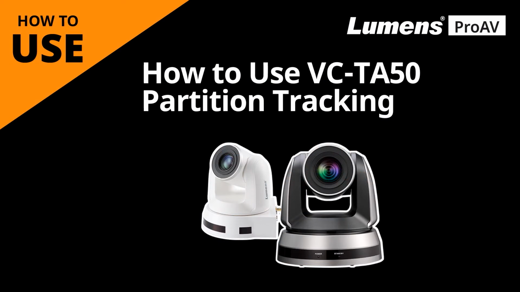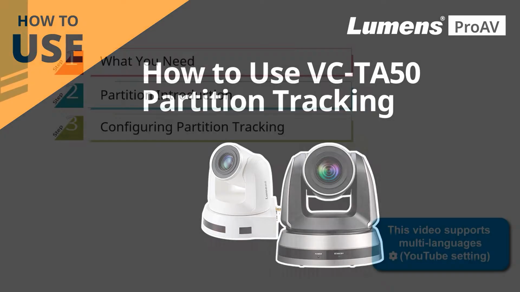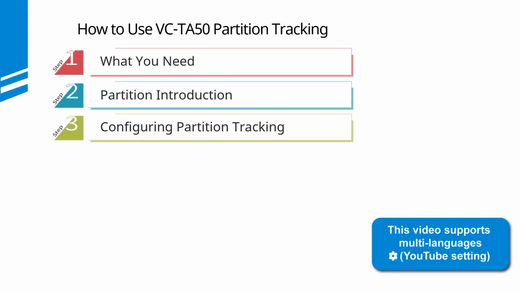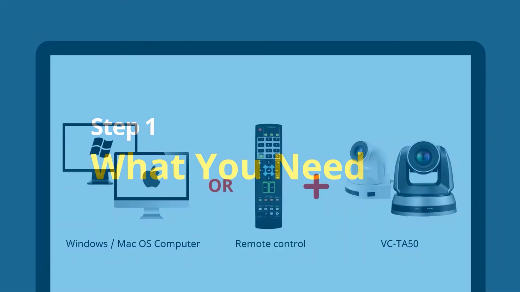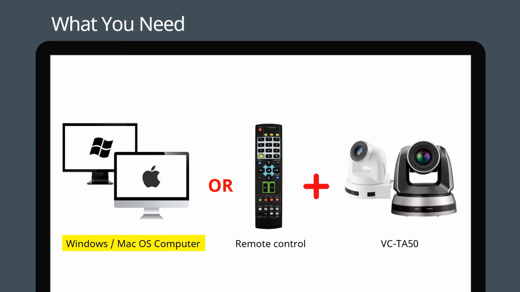This video will give you an overview of the partition tracking mode on the VC-TA50 PTZ camera. There are 3 simple steps to follow. Here is the basic equipment you need. You'll need a PC to set up partition tracking via the camera's web interface. You can use the remote to start and stop tracking.